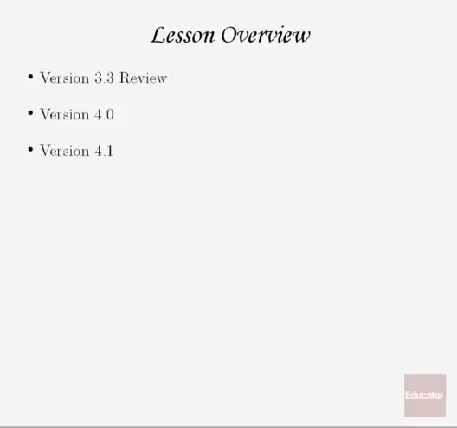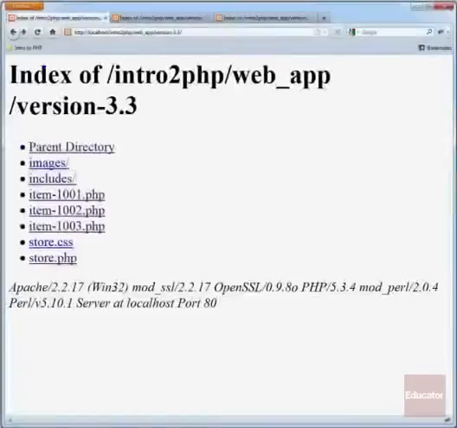So in today's lesson, there's a couple things we're going to do. First of all, we're going to review the last version of the web app that we had gone over so that we can see the changes that we're going to make and see where they're coming from. And then we're going to have two new versions. We're going to have a version 4.0 and a version 4.1. So let's take a look back at the last version of our web app, version 3.3.